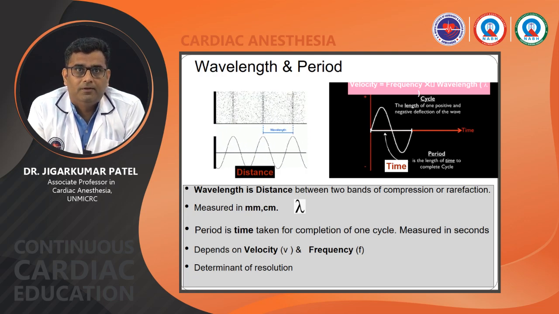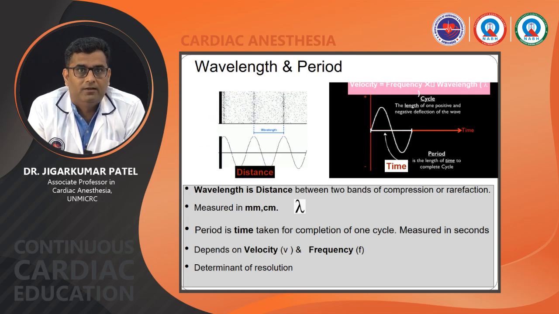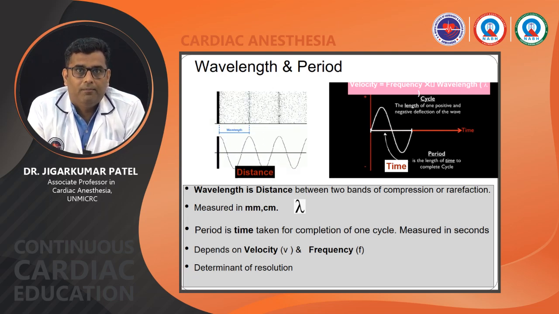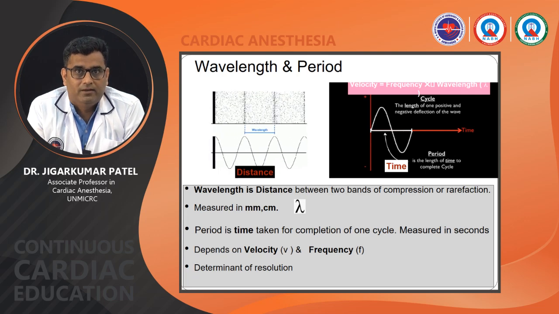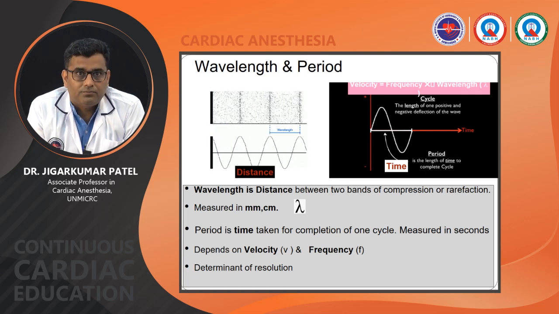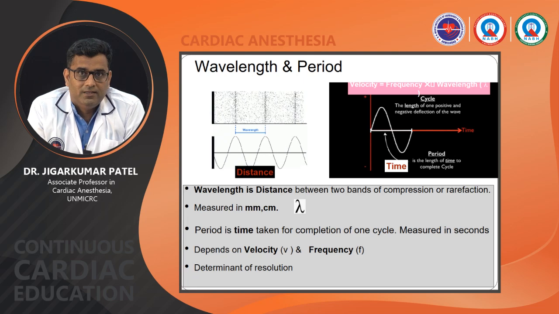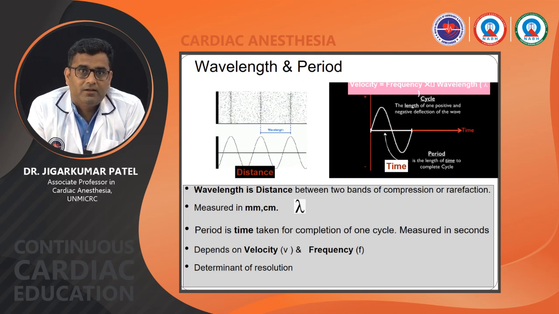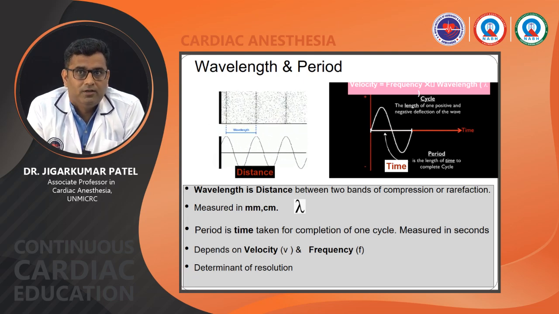It is a measurement of distance to complete one cycle. It is measured in millimeter or centimeter and it is indicated by lambda. While the wavelength is a distance, the period is the time taken to complete one cycle. So it is a measurement of time and measured in seconds.